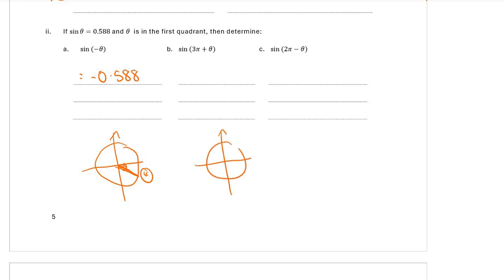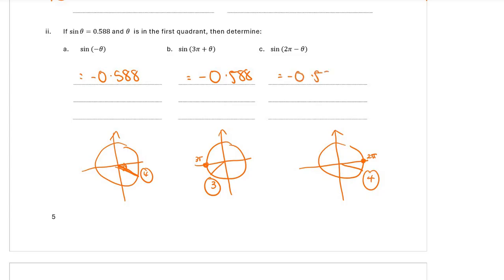Looking at 3 pi plus theta, I know 3 pi is going to be here. And then plussing on an angle, I'm going to end up in that third quadrant, which is where sine is once again negative. Now, same thing here. 2 pi is going to be here. If I go backwards an angle, I'm going to end up in the fourth quadrant, where sine is once again negative.